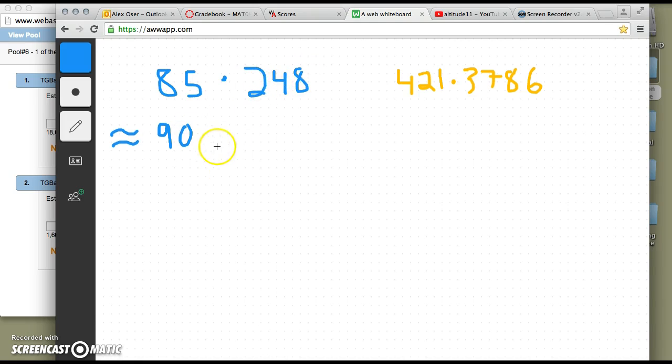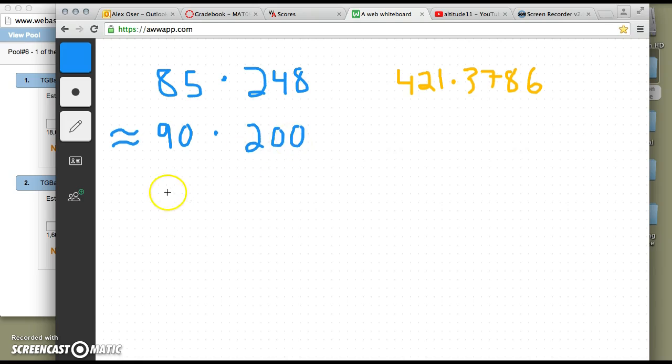Over here for the number 248, we want to round it to its nearest. You remember you always go to the furthest left place value, so that is the hundreds. So what is 248 to the nearest hundred? Well, if this were 50 or higher, we would have to go up to 300, but since it is below 50, we go down to 200. So all we're really saying in this line, guys, is that 85 times 248 is approximately 90 times 200.